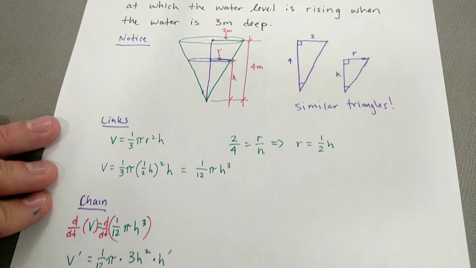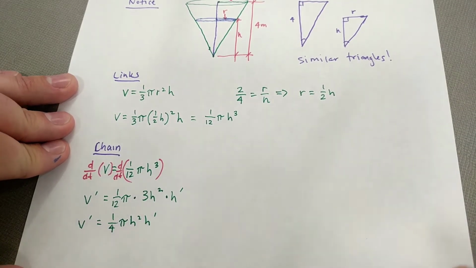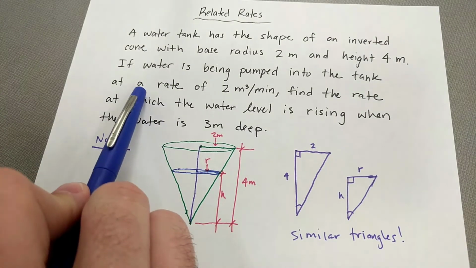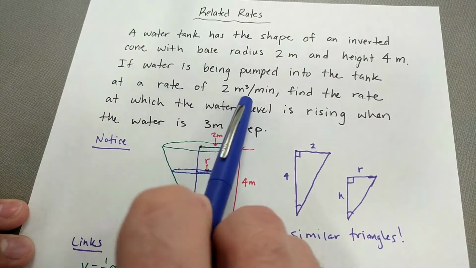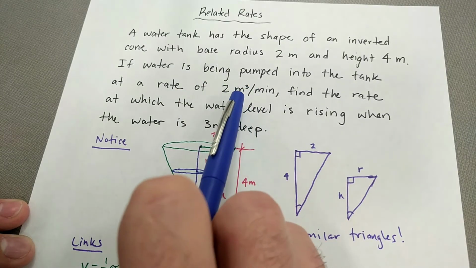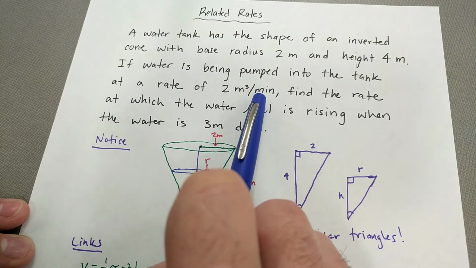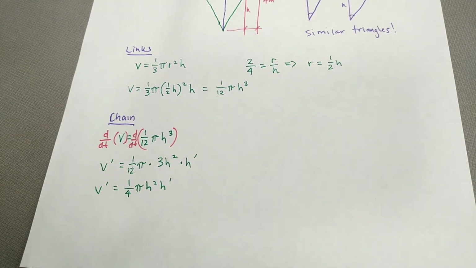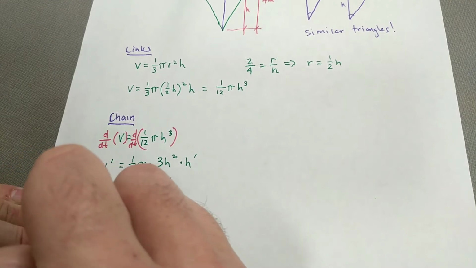Okay, so let's see. V prime, how is the volume changing? Let's look back up in our information. We have that right here. Water's being pumped into the tank. That's changing the volume. That is a volume unit right there. That is the rate of the volume. So we know that it's 2. It's going into the tank, so it's increasing by 2. That's a positive 2.